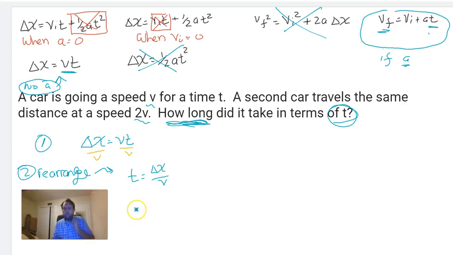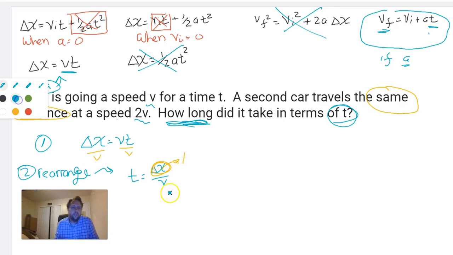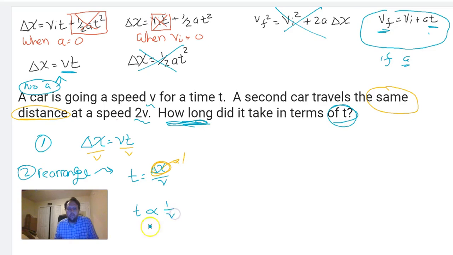And then what we do is we write it as a proportion, making anything that is constant or not part of the problem a 1. Okay, now what is constant? The distance. So it said here it traveled the same distance. So you know what delta x is going to be? It's the same distance. It's going to become a 1. Anything that stays the same just becomes a 1. We write it as a proportion. T is proportional to 1 over v. So we made our proportion in step 3.